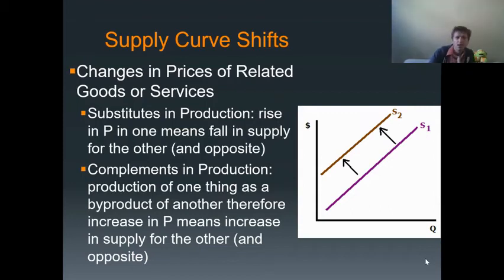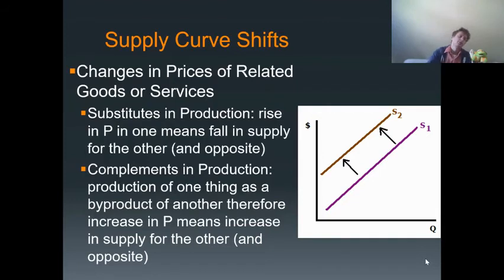If you have the price fall of one good, it will increase supply of the other because it's become relatively more expensive. So in this case, if we talk once again about baseball bats and 2x4s, if the price of baseball bats rose, then the supply of 2x4s would decrease, and you'd get what's illustrated here on the graph.